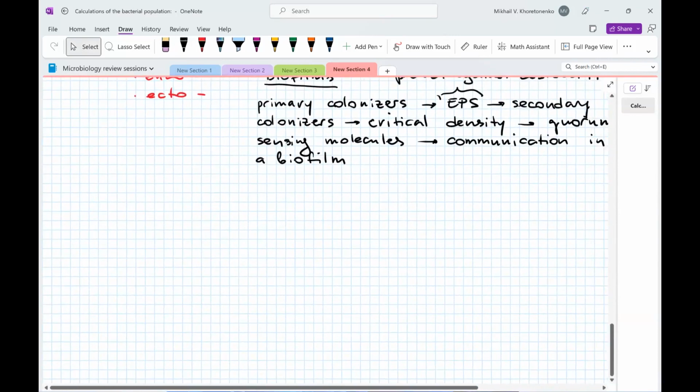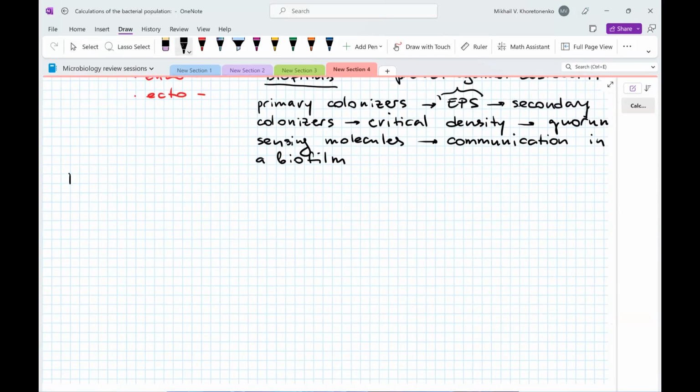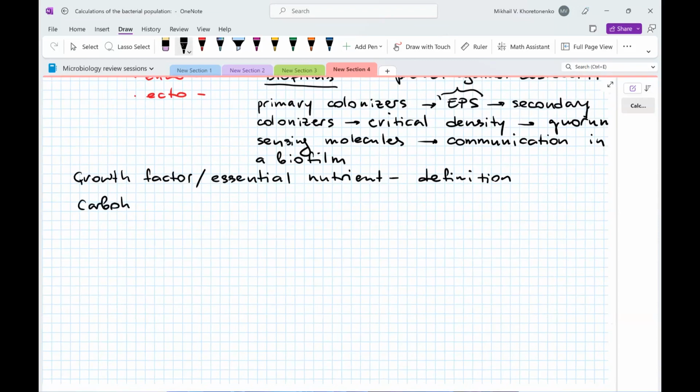So nutrients. Know the concept of growth factor and essential nutrient. So know the definition. Know the following. Carbohydrates: carbon, hydrogen, oxygen. Okay.